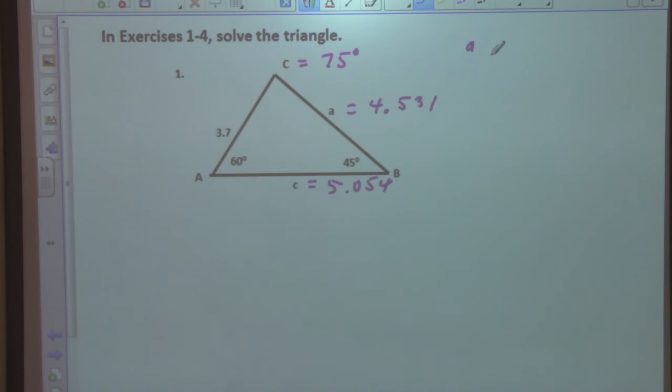So we have little a equals 3.7 sine 60 degrees over sine 45 degrees, right? Is that what you got for your equation? And little c is going to be equal to 3.7 sine 75 degrees over sine 45 degrees. Does that look right?